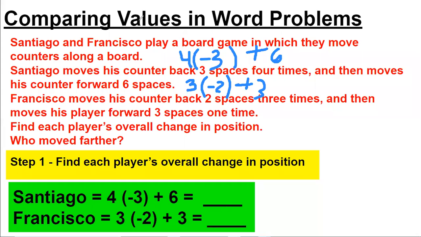So now we have to solve the problem. So 4 times -3 is -12. And we add 6. So -12, and then we're adding that to the 6, which gives us -6. Francisco is 3 times -2, which is -6. And we're adding that to +3. So we should end up with a -3. Okay.